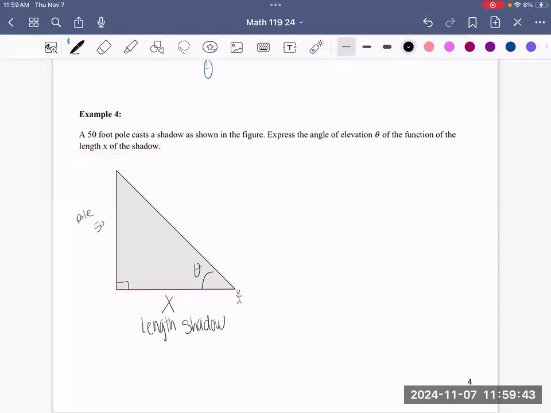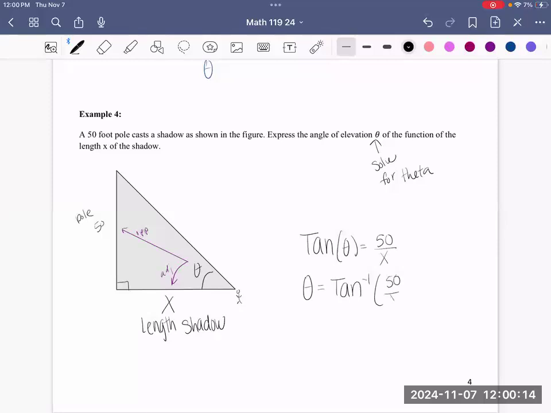And we want to know, okay, can we express the angle of elevation? Can we solve for theta? Well, again, we have an opposite over an adjacent, meaning that we can use your tangent of theta once more, 50 over x. And then to get your theta alone, we'll use your inverse tangent of 50 over x. And that would be your final answer, unless they've told us what the length of the shadow is, in which case we could figure out what theta is.